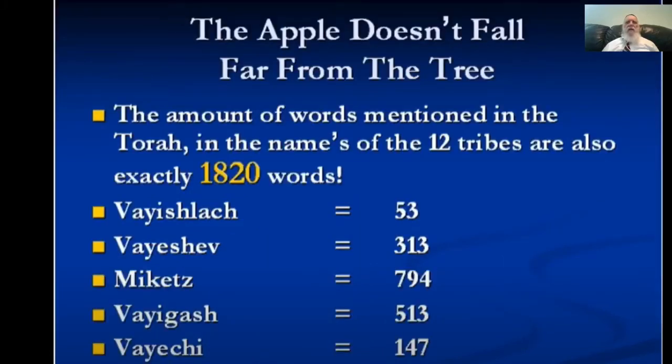Unbelievable. Then, what is amazing, another thing: the number of words mentioned in the Torah in the names of the 12 tribes is also exactly 1820. It means when you have the 12 tribes, Reuven, Shimon, Levi, Yehuda, the numbers of times that they are mentioned: 53 times in the portion Vayigash, 313 times in Vayeshev, because it's a lot when they were born. Then in Miketz, there was the story, 794, in Vayigash 53, in Vayechi. These are the main portions where the 12 tribes are mentioned. So the number of words mentioned in the Torah in the names of the 12 tribes comes also to 1820, which shows the power of God and the secret of God, 1820.